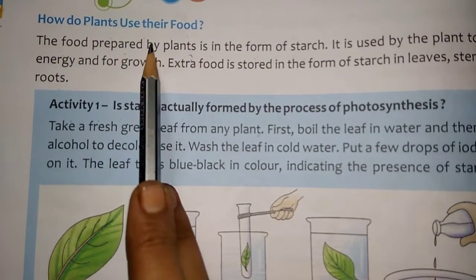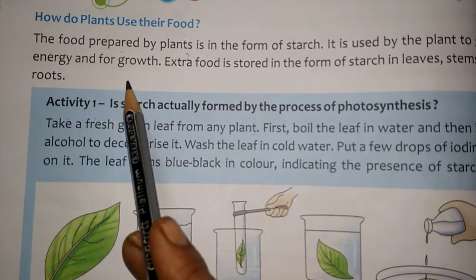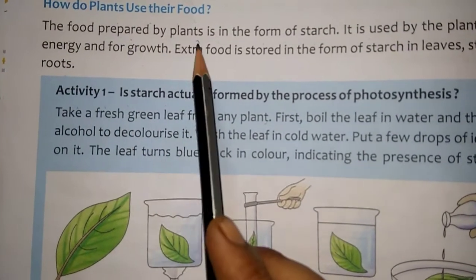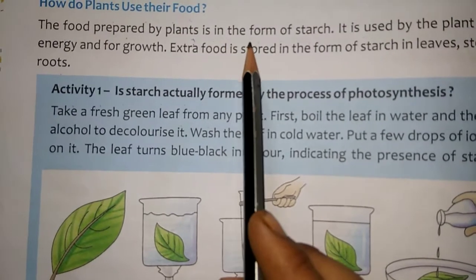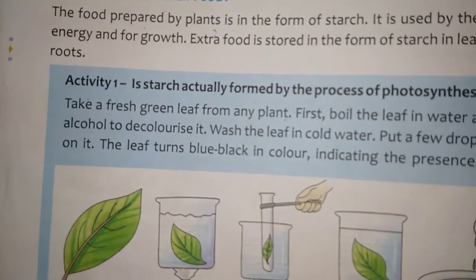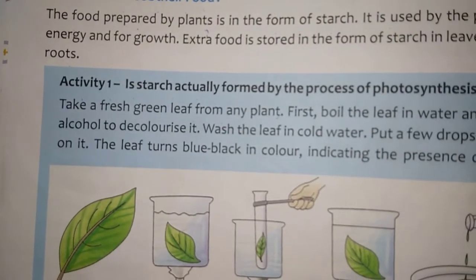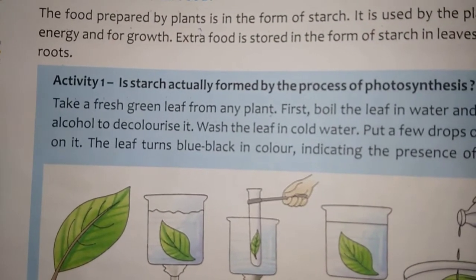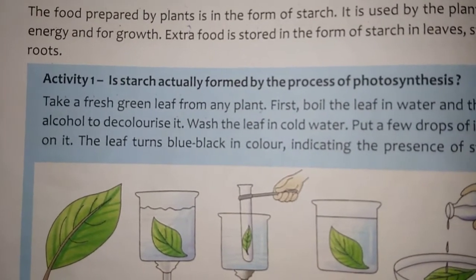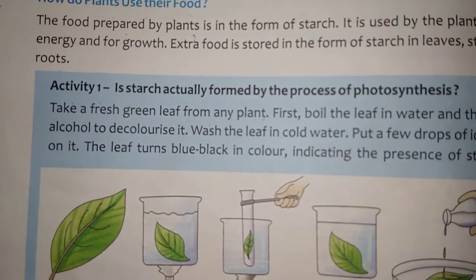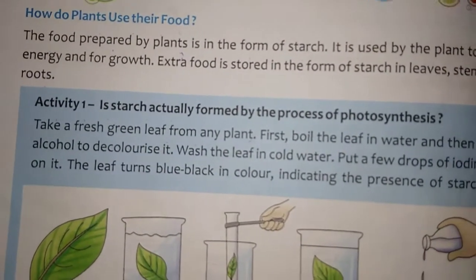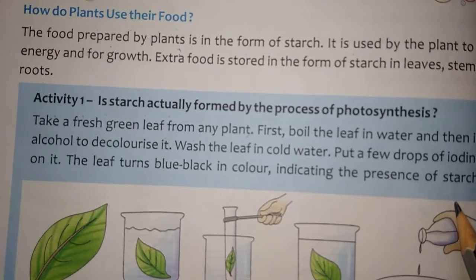How do plants use their food? How plants will use their food, that we have to see now. The food prepared by the plants is in the form of starch. Now what is meant by starch? A white substance that exists in a large amount in a potato and particular grains such as rice. It is one white substance.